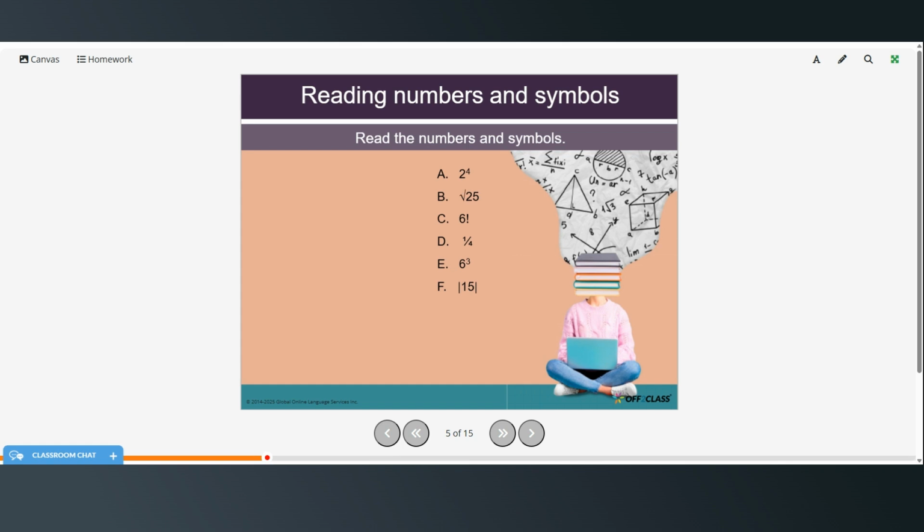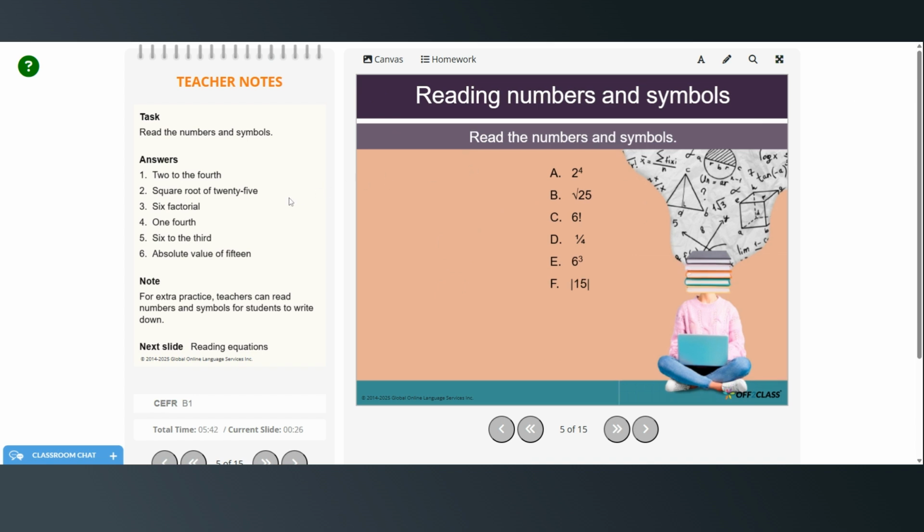Alright, letter A is 2 to the 4th power. B is the square root of 25. C is 6 factorial. D is 1/4. E is 6 to the 3rd. And F is the square root of 15.